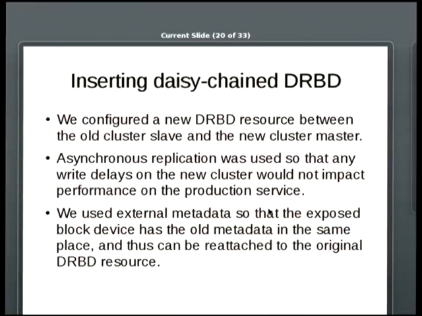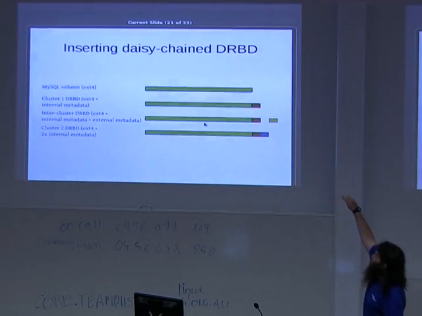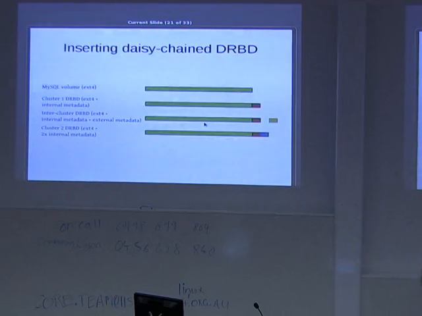We then configured a new DRBD resource between the old and new clusters. For that, we used asynchronous replication, the reason being that if something went terribly, terribly wrong in the new cluster, which is not in production, we don't really care, and we don't want it to affect what's going on in the old cluster at all. And we use external metadata because we were layering cluster 1's original DRBD on top of the intercluster DRBD. We wanted the device that it exposed to have that metadata in the correct place.